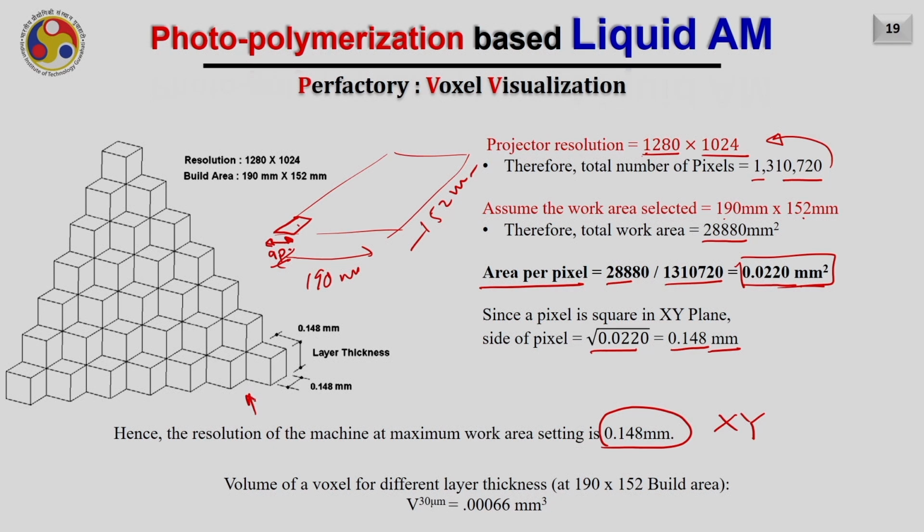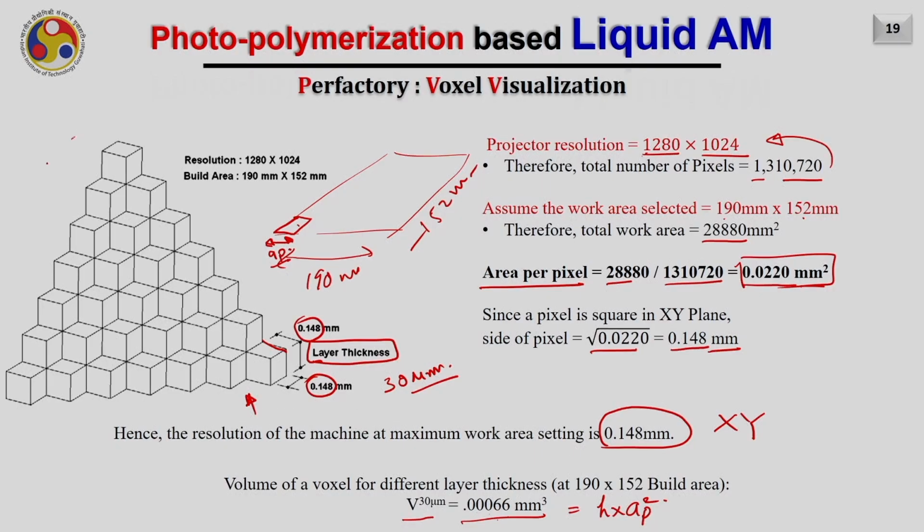As you can see here in this diagram, this consists of all the voxels. This particular side is 0.148 mm, this side is also 0.148 mm, and the height, which depends highly on the exposure time. If we assume that the height is 30 micron, you can find out the volume. It is going to be approximately equal to 0.00066 mm cube, which is nothing but h into AP square.